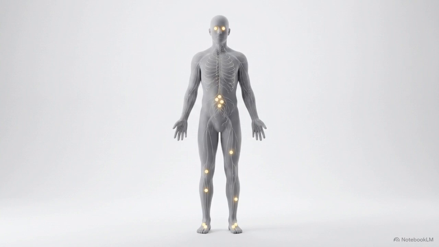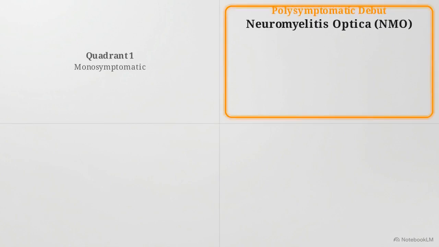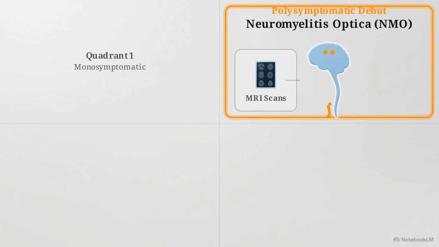Unlike the isolated failures of CIS, polysymptomatic debuts present as combinations of severe systemic failures. A common presentation is ataxia, a loss of coordination, combined with paraparesis, or partial paralysis of the limbs. The primary example is neuromyelitis optica, defined by simultaneous optic neuropathy, lower limb paraparesis, and pelvic organ dysfunction. Mapped via MRI, 83% exhibit the cerebrospinal form, showing widespread lesions across both the brain and the spinal cord.